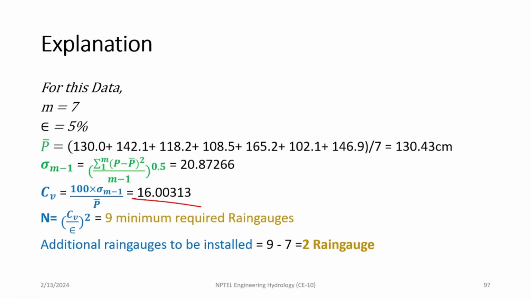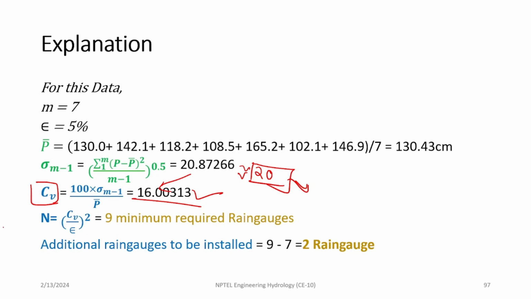Okay, the value of sigma n minus 1, 19.59, approximately 20, closer to 20, right? So once you put this 20 in calculating the coefficient of variation, you will be getting 16. Let me check: 20 divided by 130.43, it's around 16 percent. Good.